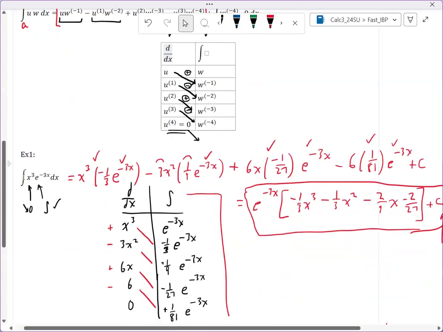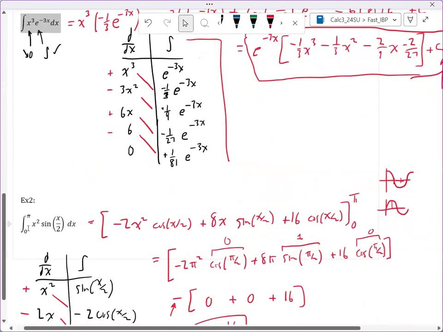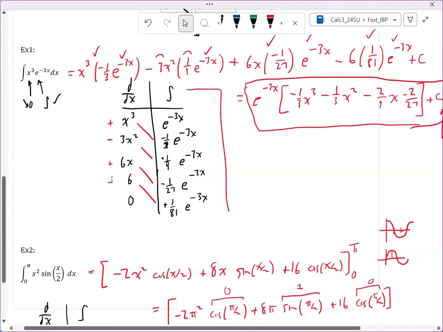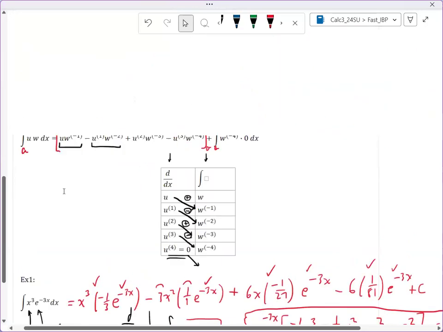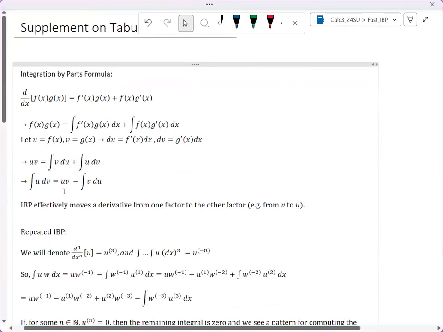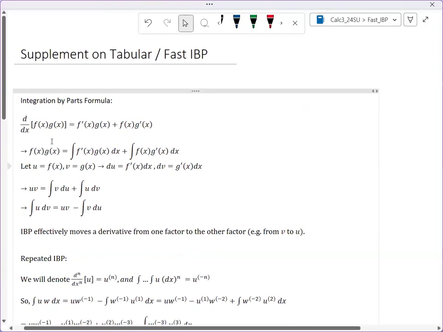But for examples like these, I think this saves a lot of time and a lot of hassle. And even though we add some complexity in doing this tabular form, we probably reduce complexity a bit overall by not having to do the integration by parts formula several different times. Okay, so that's all for this supplement on tabular integration by parts.